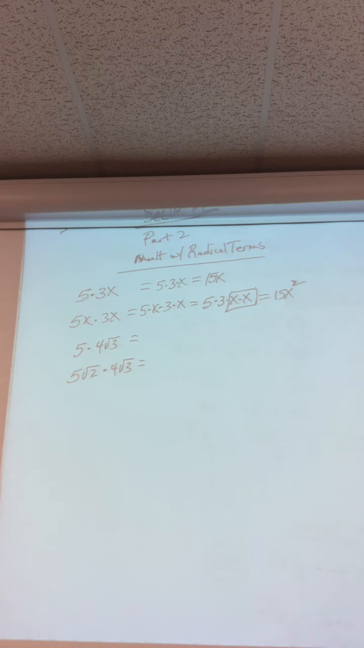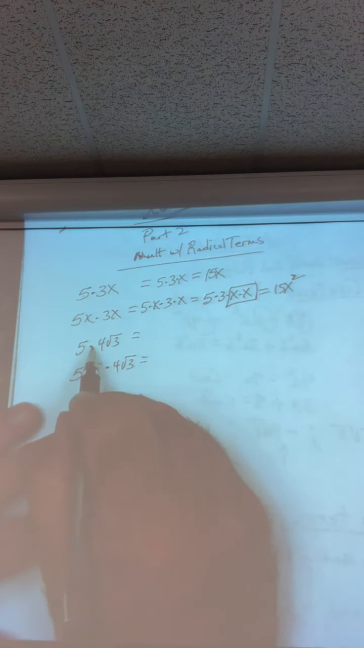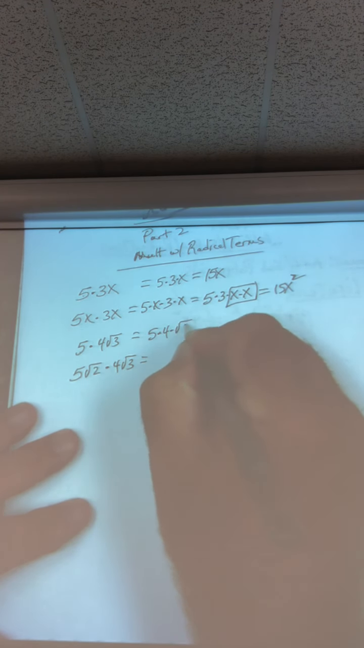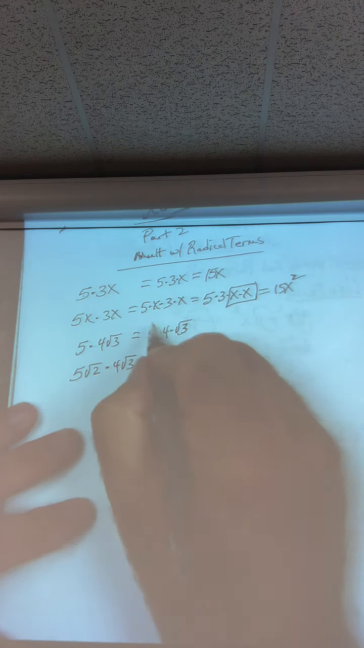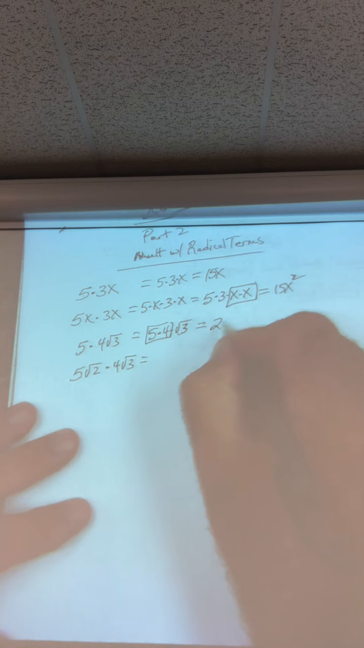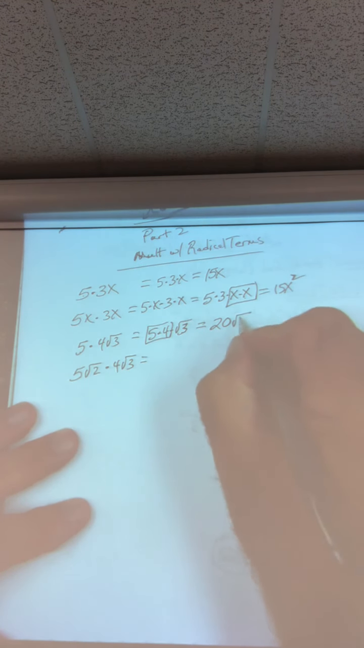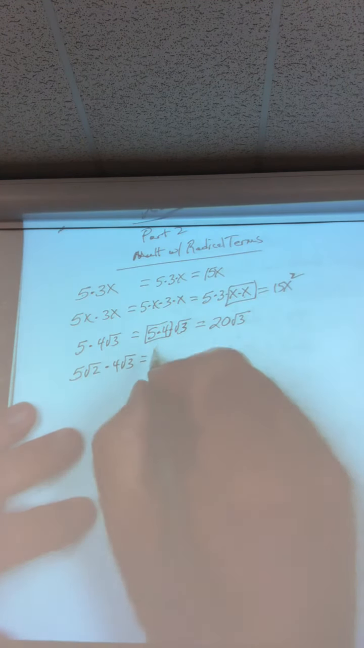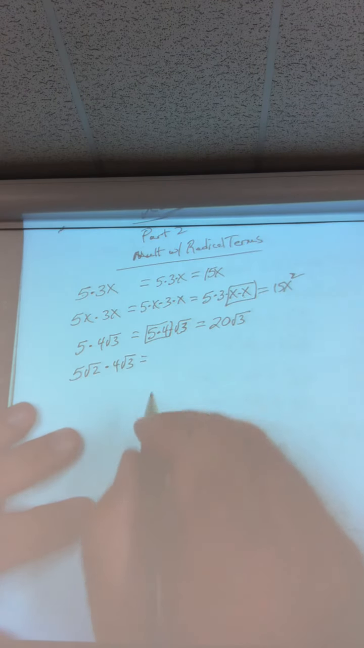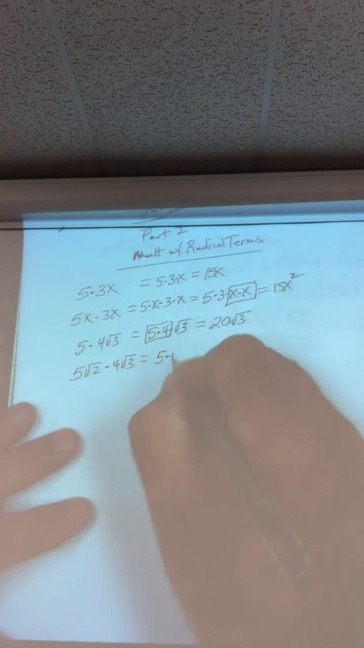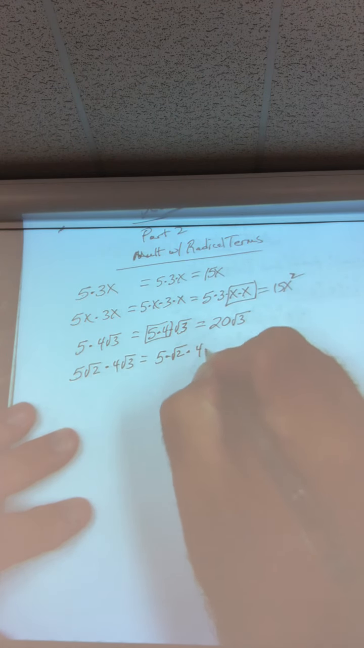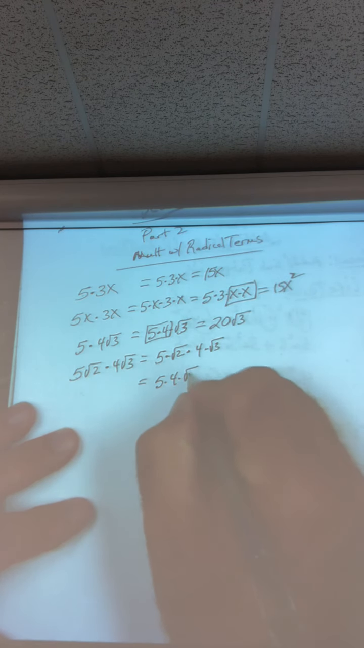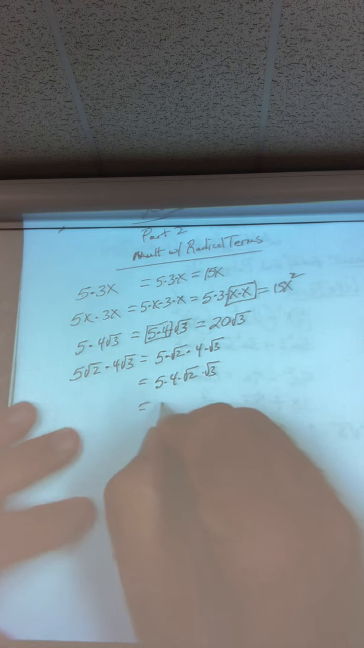Now, let's look at this next one. So if I have 5 times 4 square root of 3, this is really 5 times 4 times square root of 3. Now, I can multiply the 5 times 4, which is 20, because they're both out from under the radical, and then that's square root of 3. But if I have 5 square root of 2 times 4 square root of 3, let me rewrite it a different way. 5 times square root of 2 times 4 times square root of 3. So this would be 5 times 4 times square root of 2 times square root of 3, which is 20.